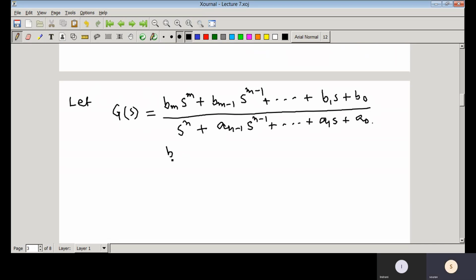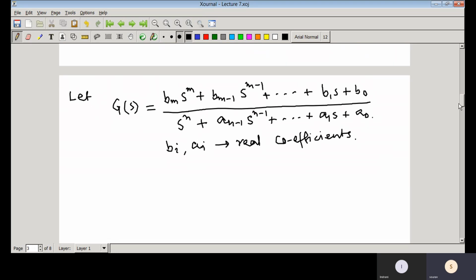So here you should note down that all bi and ai, these all are real coefficients. So this is a standard transfer function representation in polynomial form, and here you can see that it is a rational transfer function. That means in the numerator and denominator you have two polynomials with real coefficients.